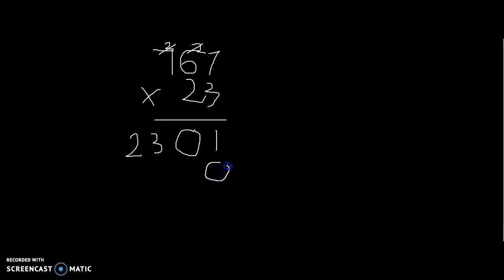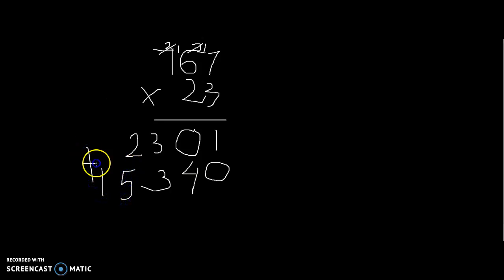Then you put a 0 or an X, and then you do 7 2s are 14. So we put it above the 6, and then we go 6 2s are 12, 13, and then we go 7 2s are 14. 14 plus 1 is 15.